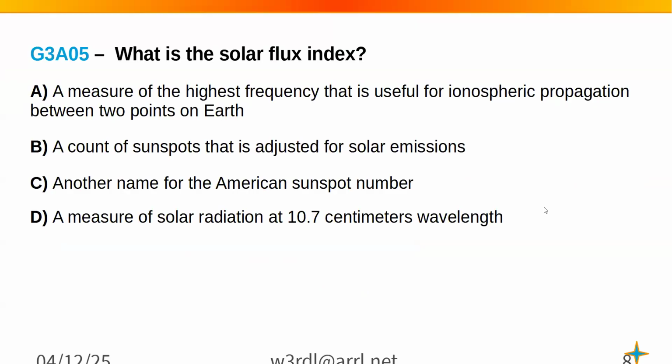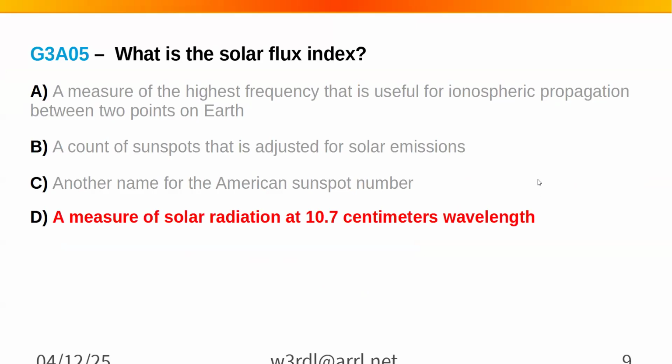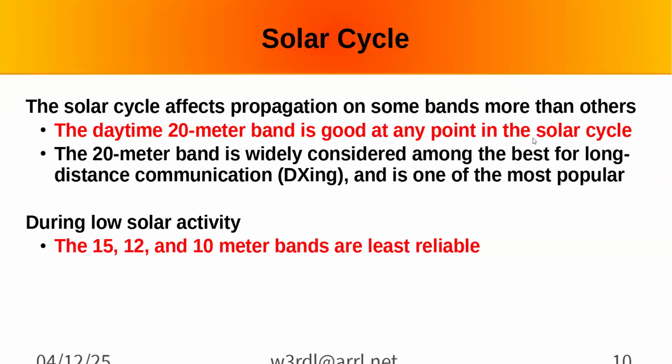So what is the solar flux index? All you have to remember is the 10.7. Weird number, nobody knows where it came from. And I think everybody knows the 20 meter is the go-to band, night or day. Yep. Summer, winter.